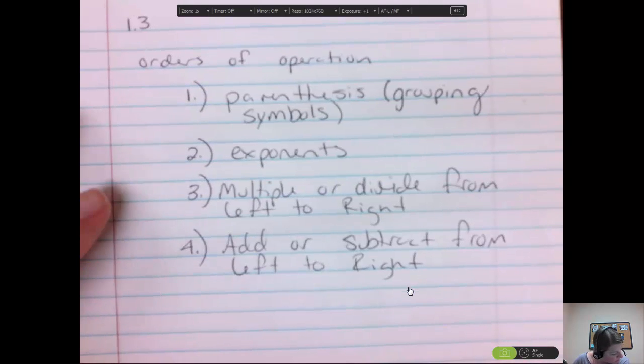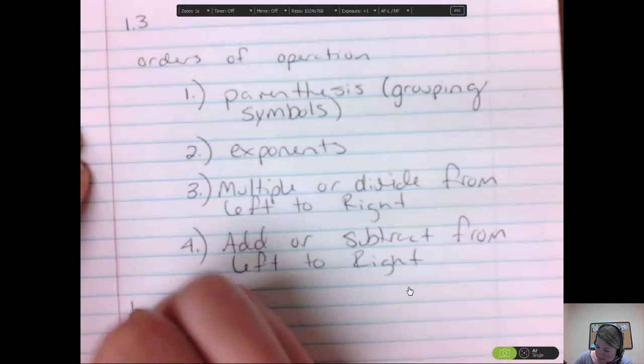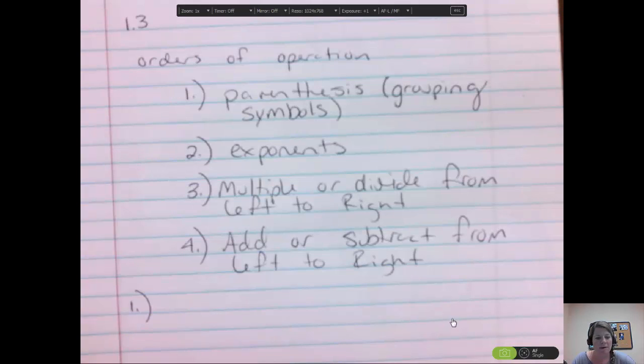We typically write division as a fraction. So if I have negative 10 divided by negative 5, what am I really saying? It's a negative divided by negative, so it's a positive.